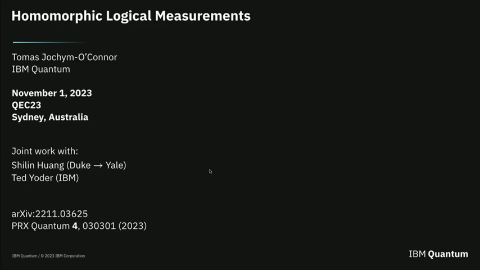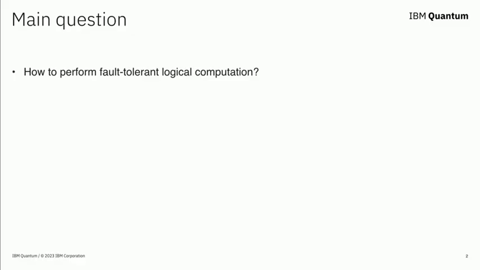Yeah, so this is joint work with Shilin Huang, who was an IBM intern and at the time was a PhD student at Duke, and now has moved on to a postdoc at Yale, and Ted Yoder at IBM. Okay, yeah, as Earl mentioned, I'll start with this main bullet point.